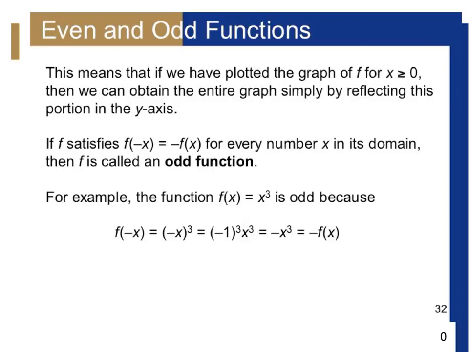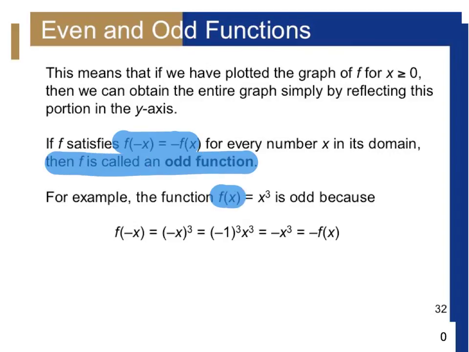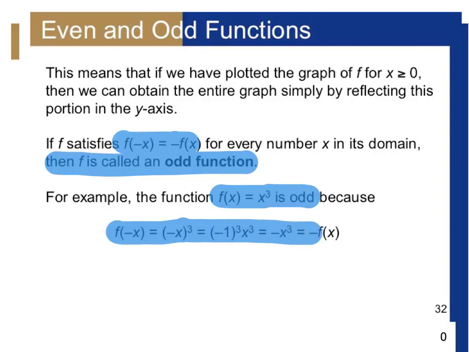And the next case is if we plug in minus x for x and we get the opposite y. In other words, f of minus x equals minus f of plus x, then we call f an odd function. So for example, f of x equals x cubed is odd because if you plug in minus x, f of minus x would be minus x cubed. What we're doing is multiplying minus x 3 times, which gives us a minus x cubed, which is minus f of x. So think about that. That's symmetry about the origin, right?